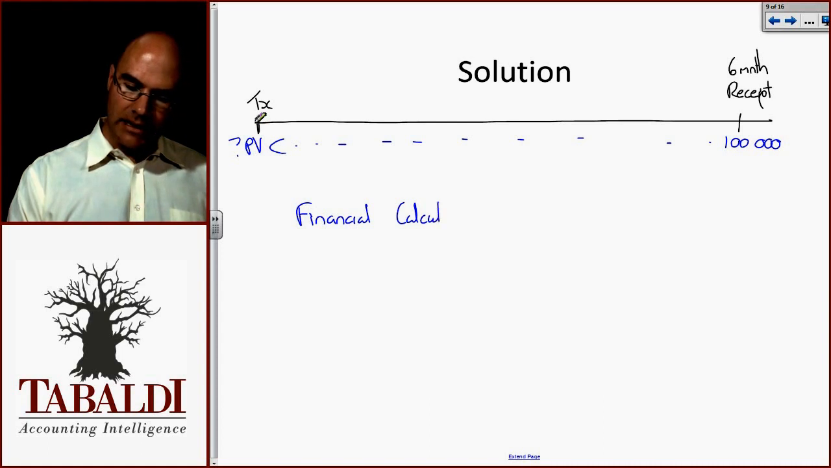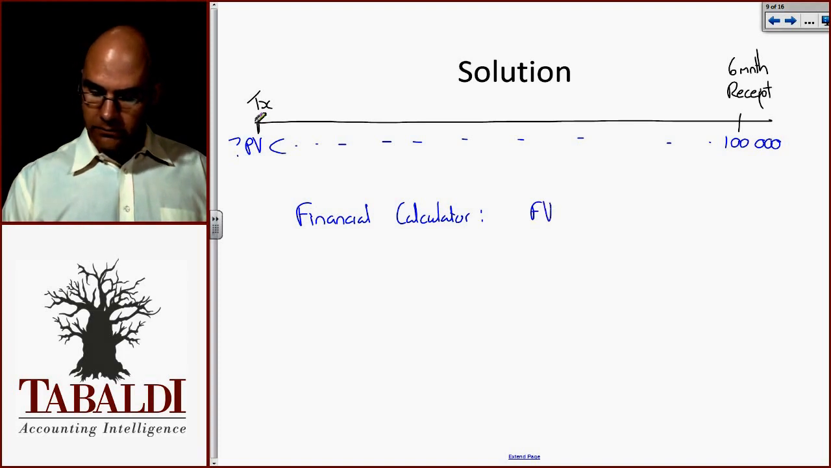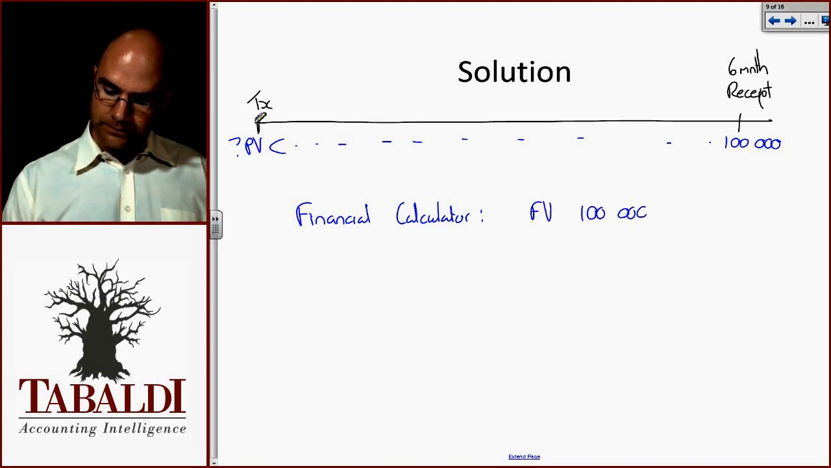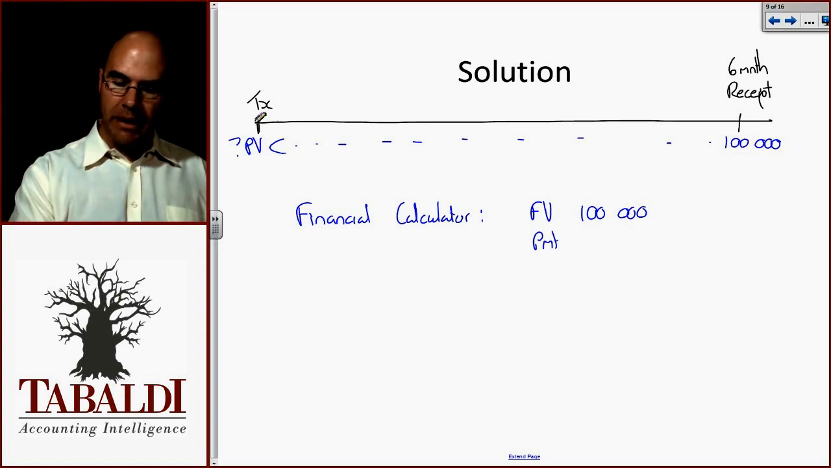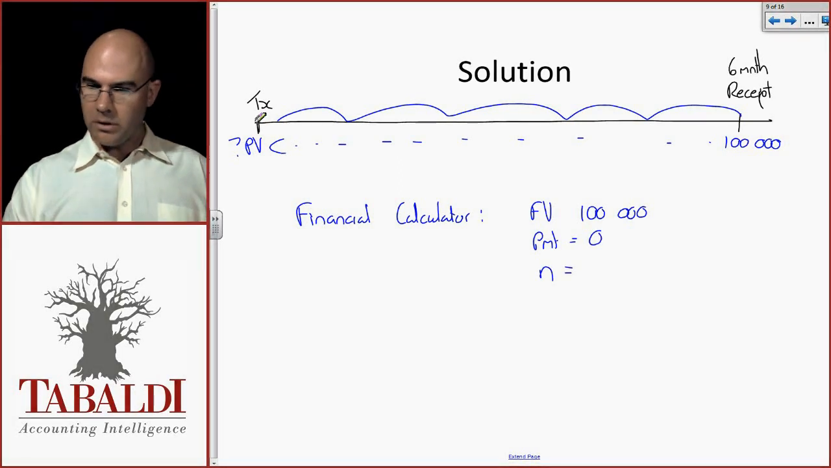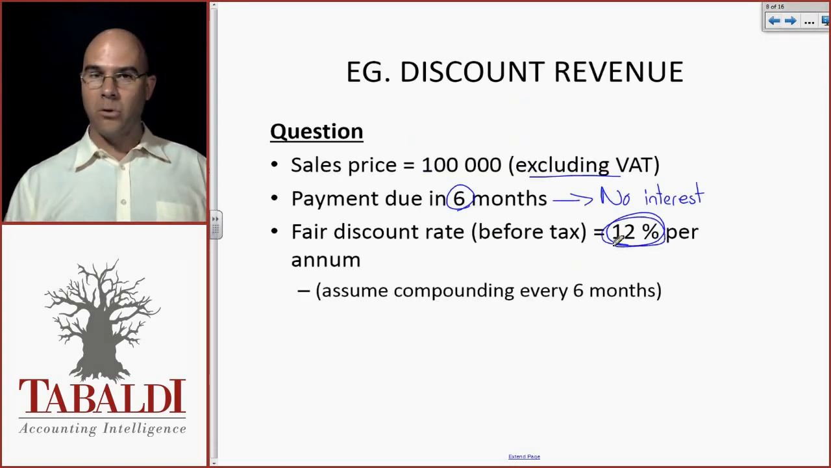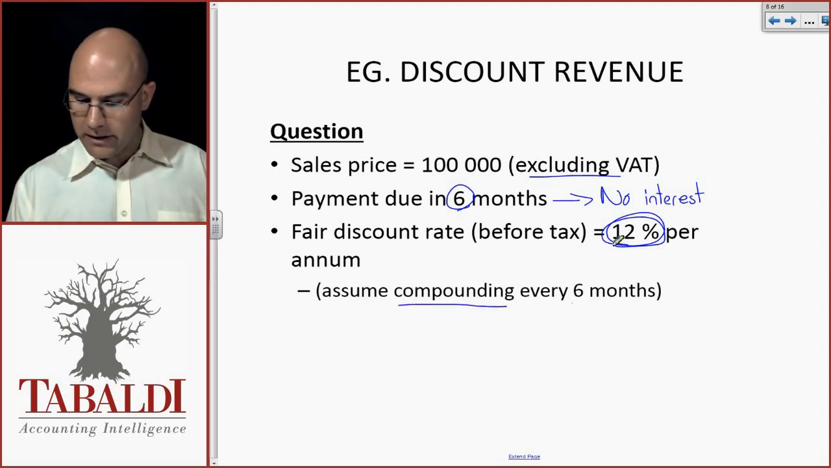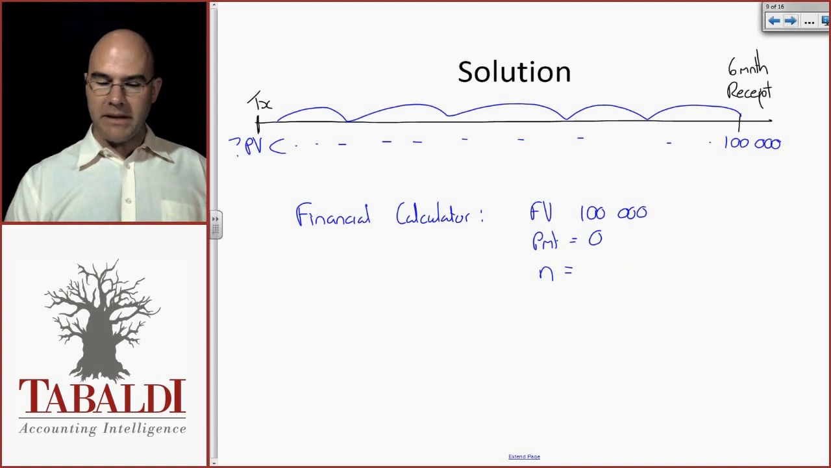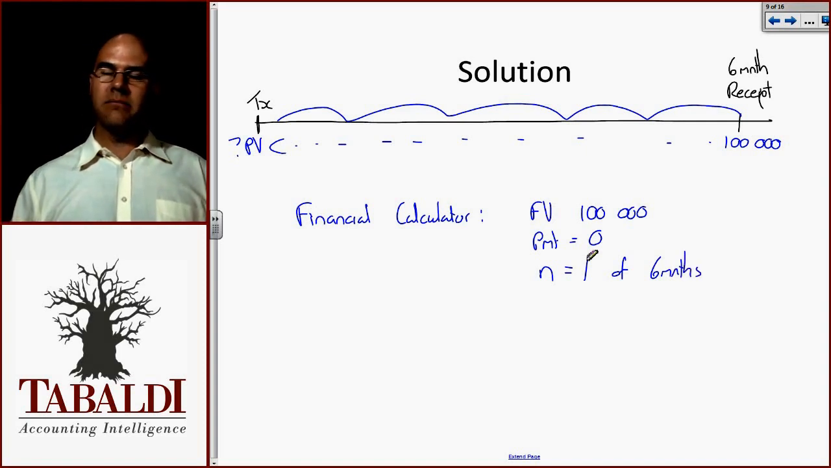Each calculator has a slightly different process. You need to work out how that works. You will put in the future value will be 100,000. Payments, well, there's no intermediary payments for each of the months, so payments will be 0. N will equal, well, let's just go back to the question for a second. I said 12% fair interest rate before tax, but I've said assume compounding every 6 months. So what will happen here? We will have one compounding period of 6 months. Now that is a time value of money calculation issue.